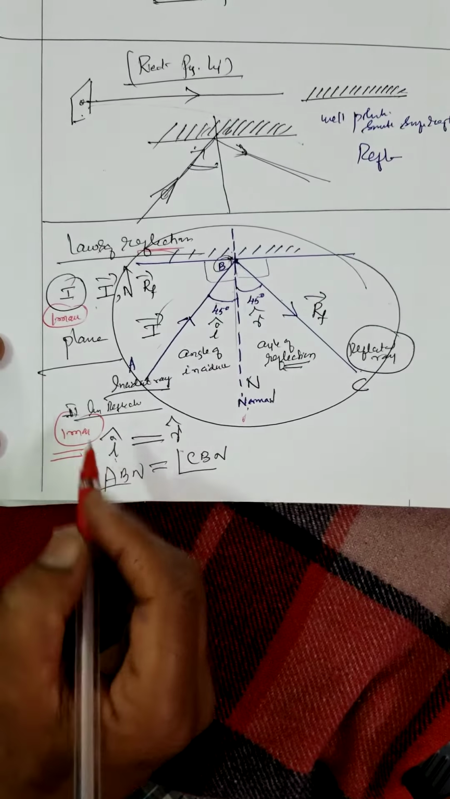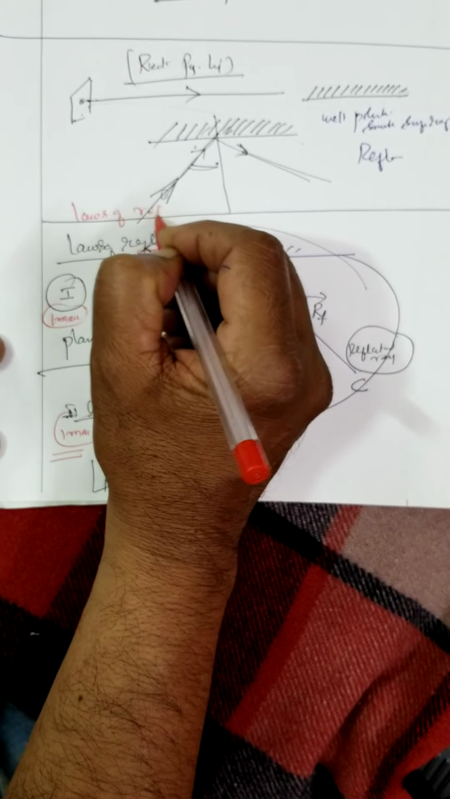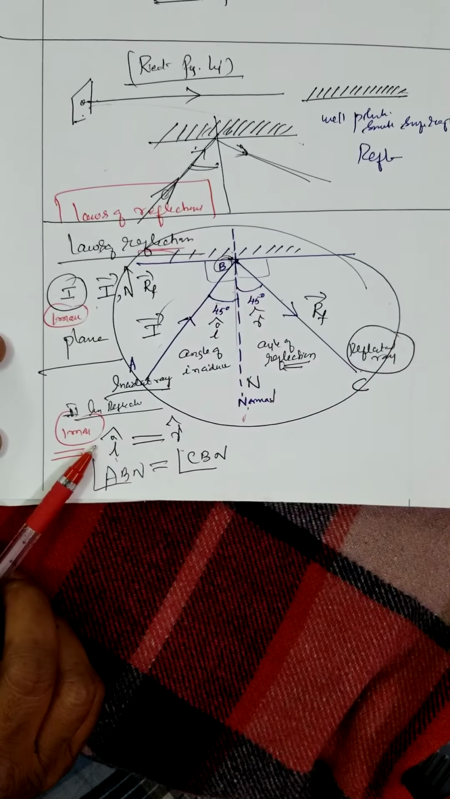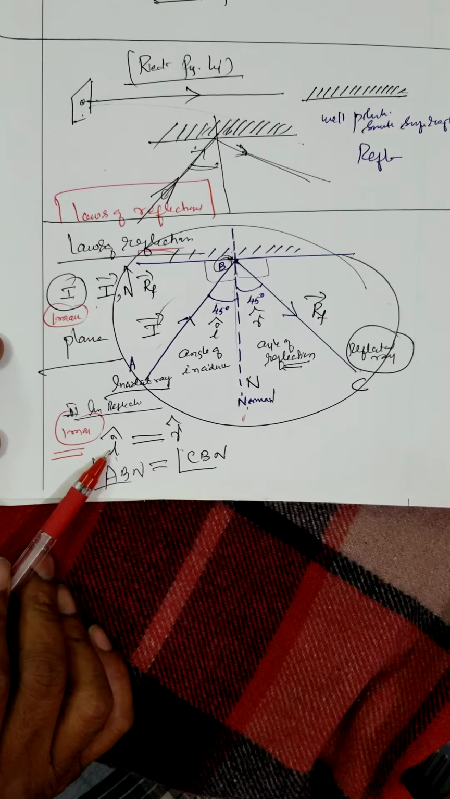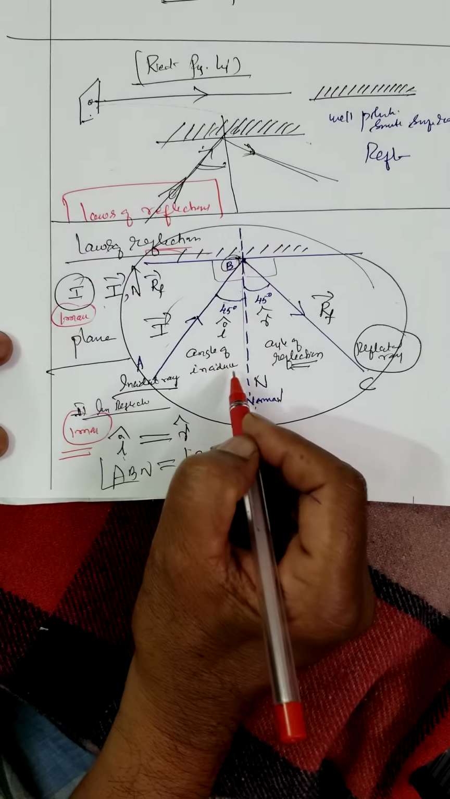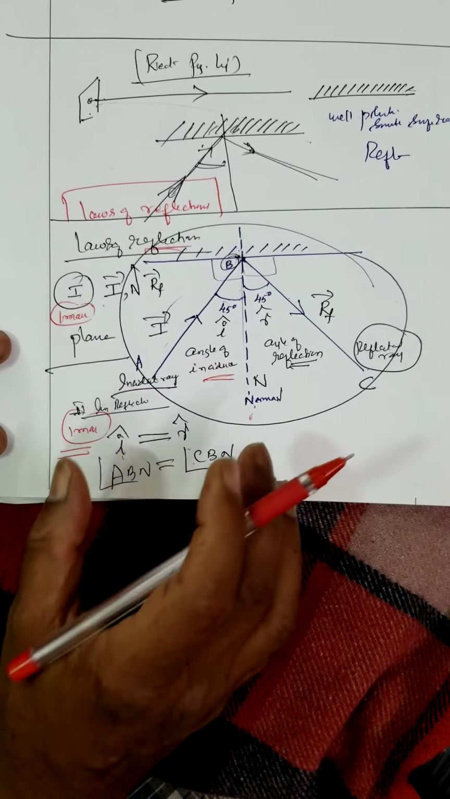Therefore, these are called the laws of reflection. The first law you can call like this also or this also: the angle of incidence equals the angle of reflection. That is the first law.